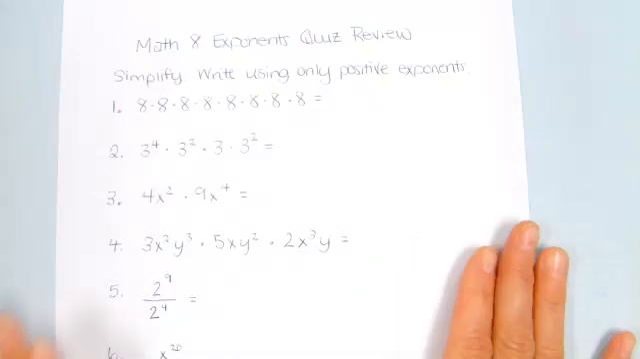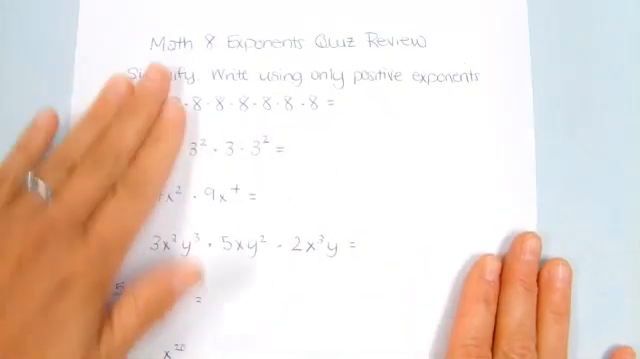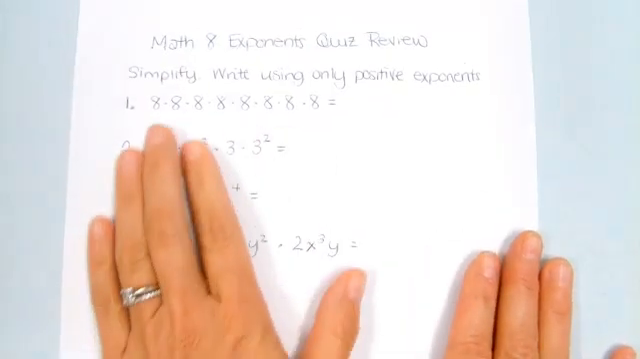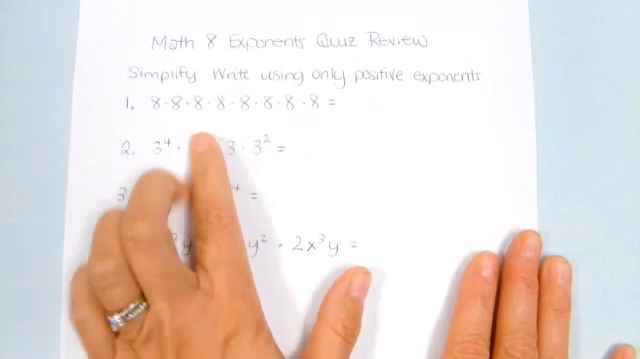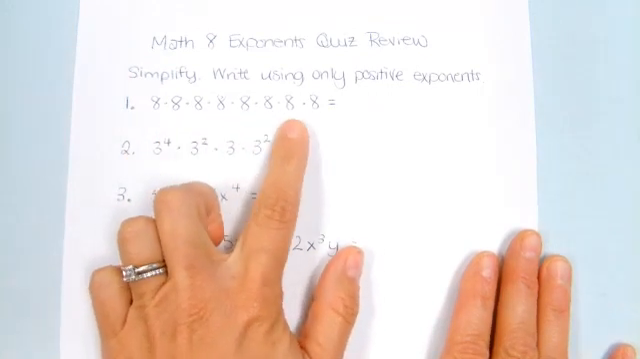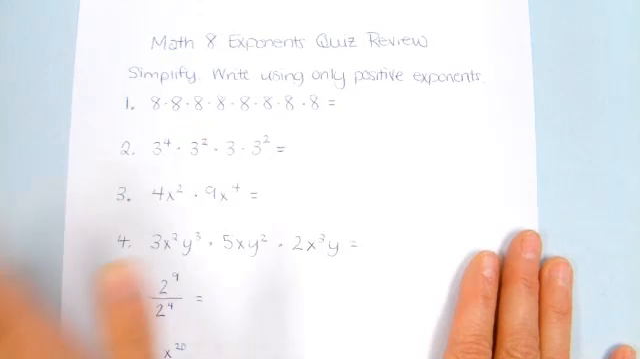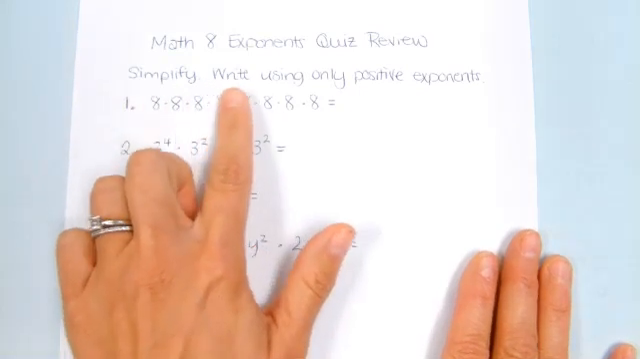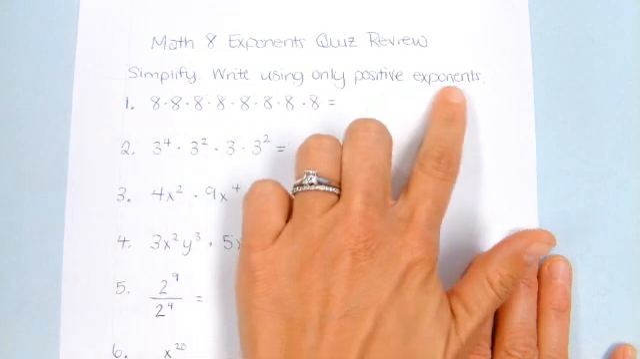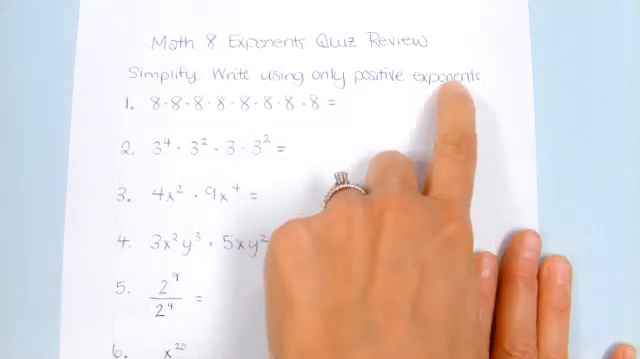Okay, so exponents quiz review, right? These are the questions that are going to be on it. So starting with the very first one, we have 8 times 8 times 8 times 8 times 8 times 8 times 8 times 8. The directions are going to say on the quiz, simplify, write using only positive exponents, okay?